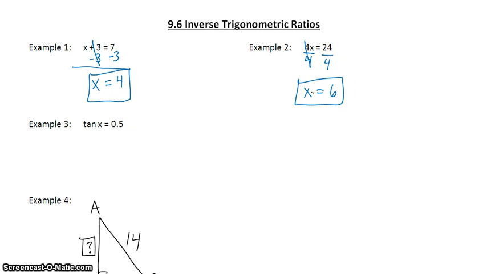In example 3, x is inside of the tangent symbol. In reality, x is being tanned, or x is being tangented. In order to solve for x, we need to get rid of this tangent. So how do we get rid of a tangent? Well, we have to use inverse tangent or antitangent.